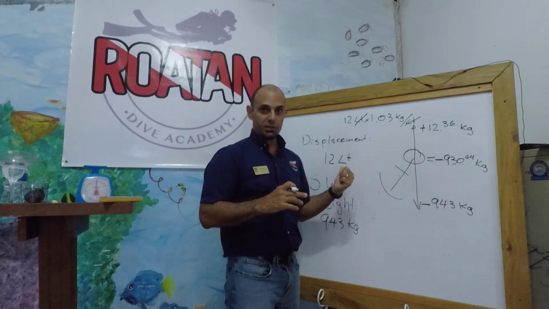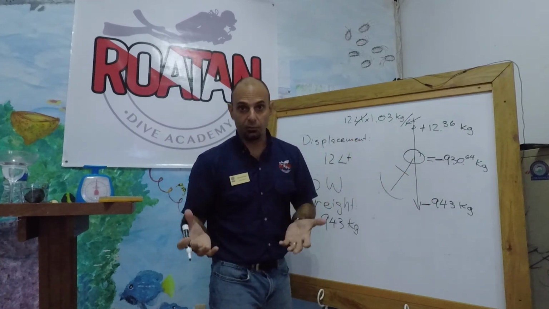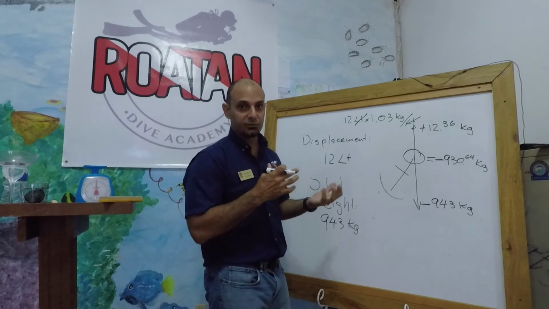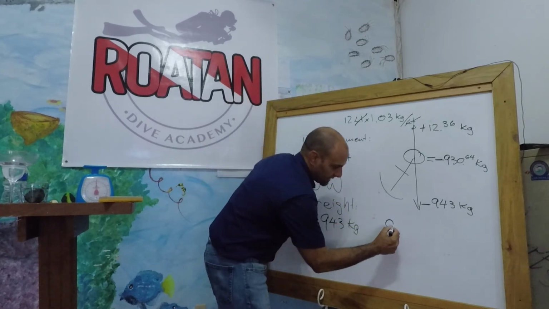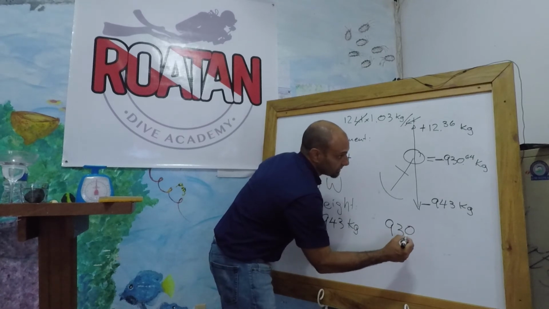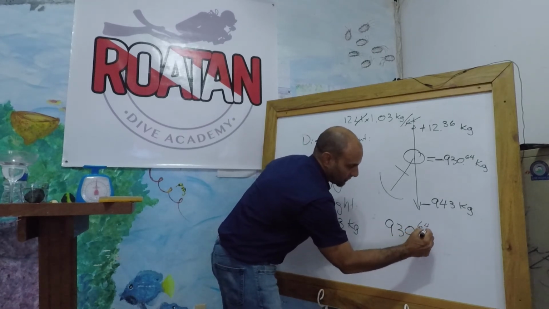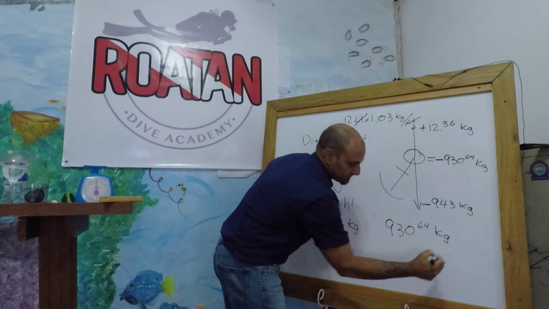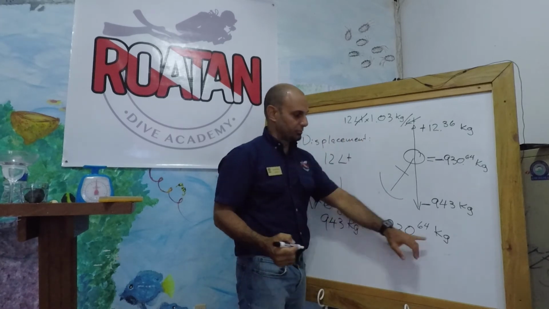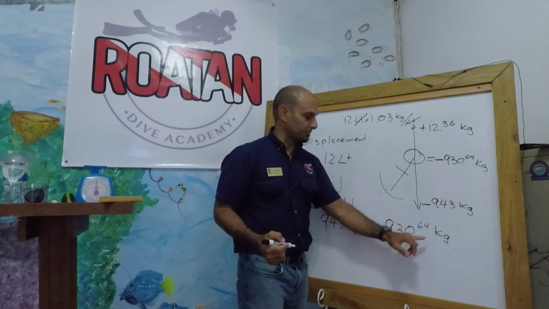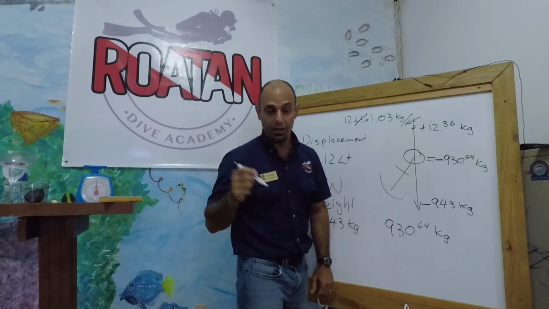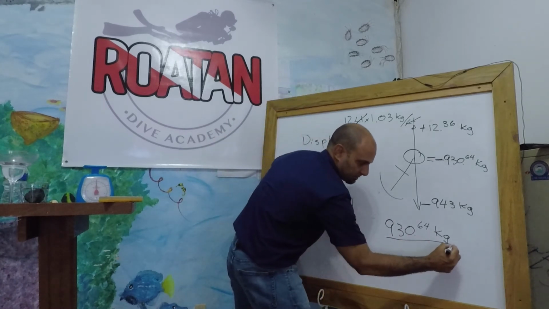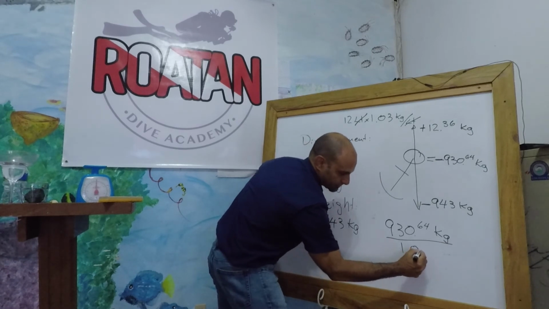So now what we need to do is to convert these kilograms, that is the resulting force, into liters, so we know how many liters of air we have to put in a lifting device to bring this object to the surface. And for doing that, if we have 930.64 kilograms, we would need not to multiply, because if we multiply times 1.03 kilograms per liter, we are going to have kilograms squared. So if we cannot multiply, we're going to divide.